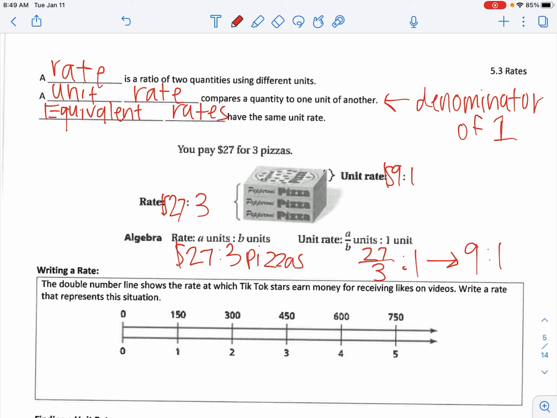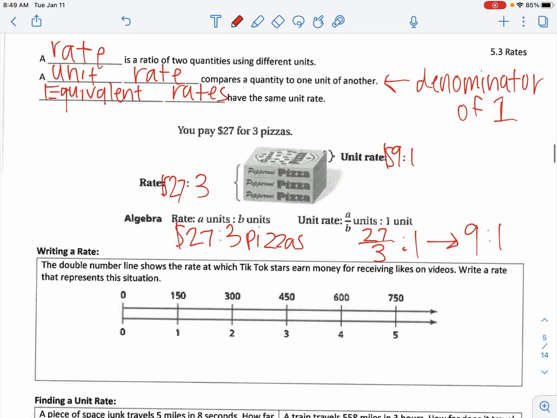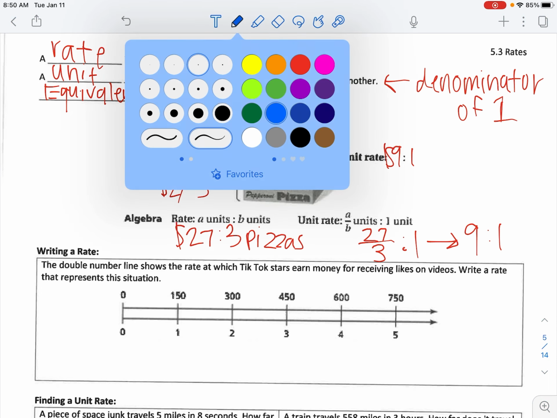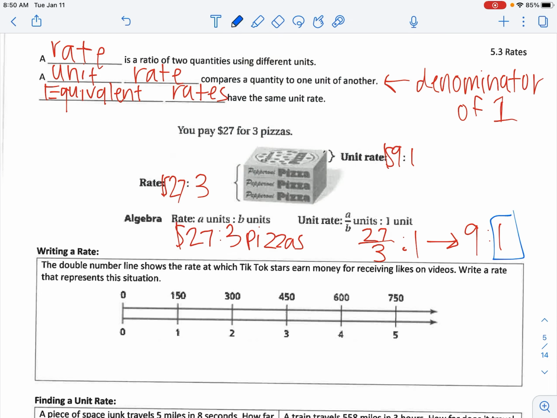Okay, so we use unit rates to compare things, and it makes it easy because we're finding out what one thing costs. Instead of 3 pizzas, we wanted to know how much 1 pizza costs, and it costs $9. Okay, so it always has that denominator of 1, which means this number on the right is always 1 if it's a unit rate.